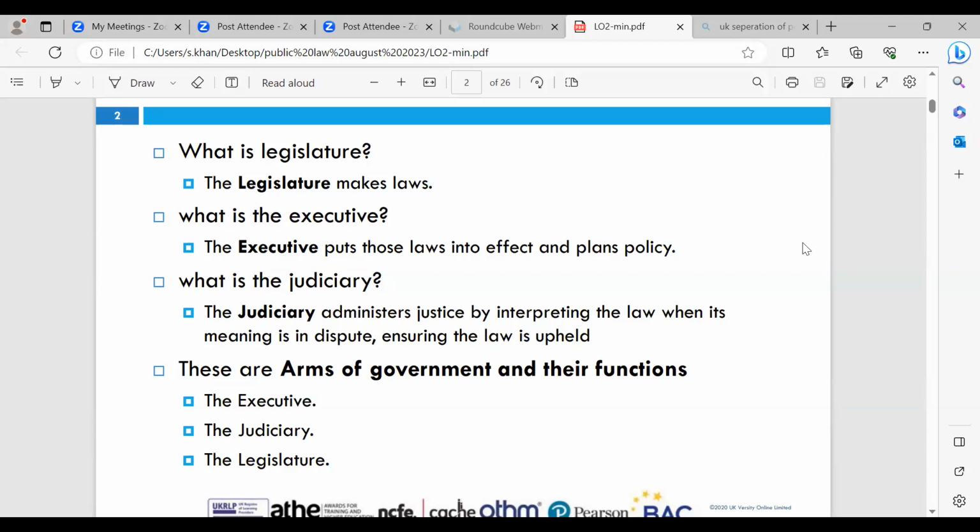Before we go on to that, here is a short video in regards to separation of powers and what it is, okay?